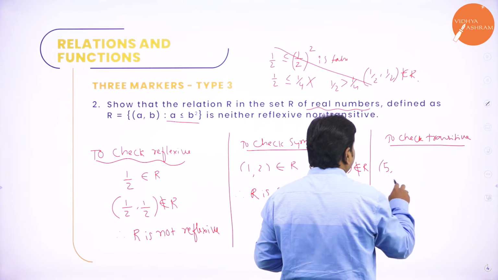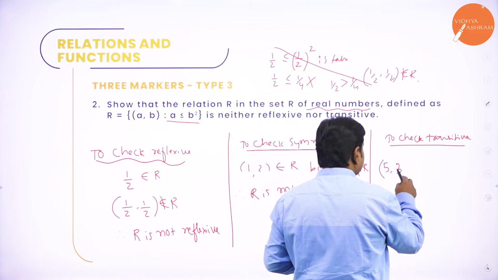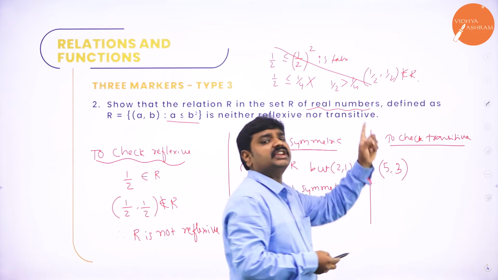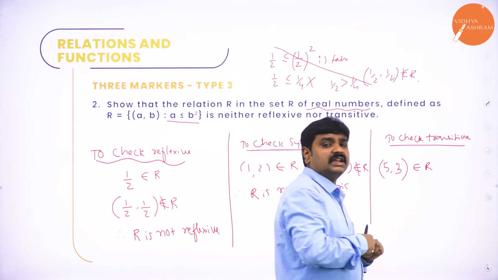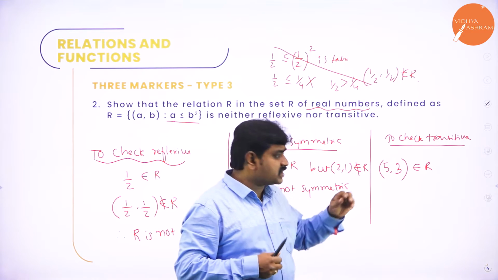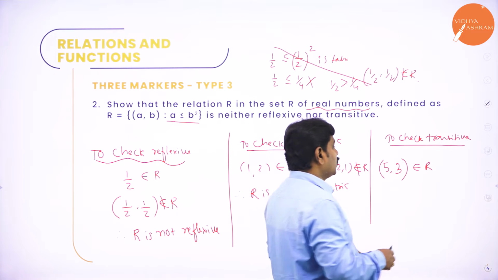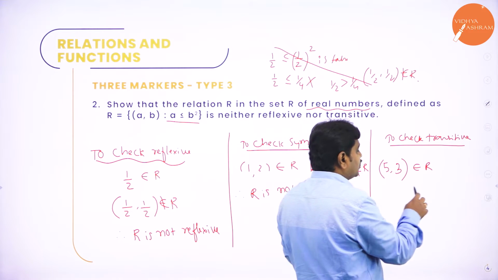I'll take 5. 5 less than 3 square also I can take. I'll take 5, 3, 2. 5, 3 belongs to R. Do you agree? Because 5 is less than 3 square. What is 3 square? 9. 5 is less than 9. And I should take an element starting with 3.